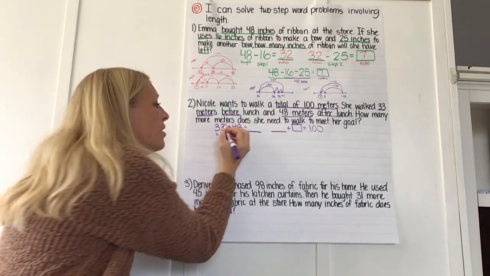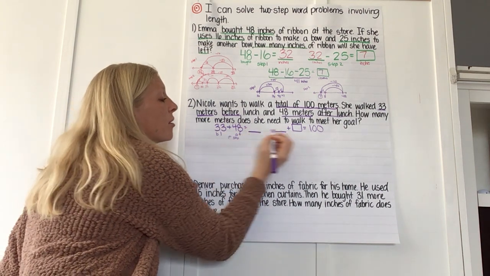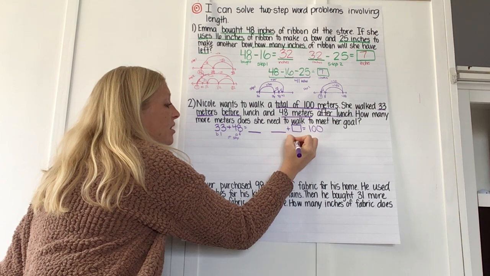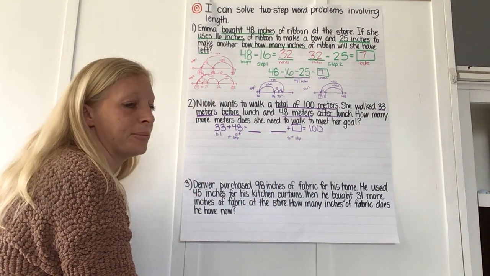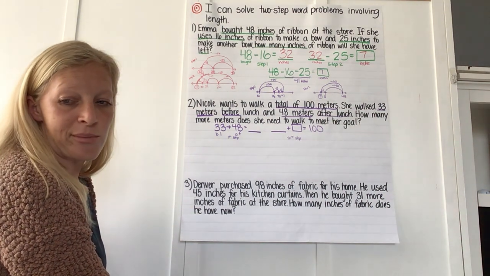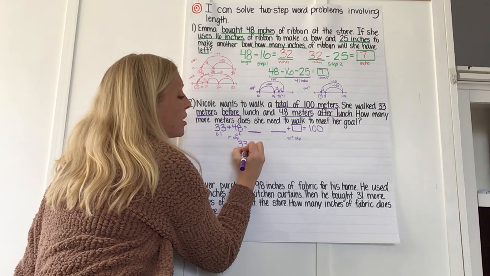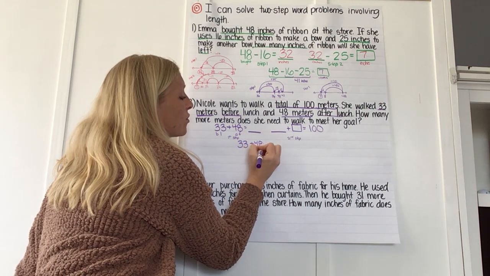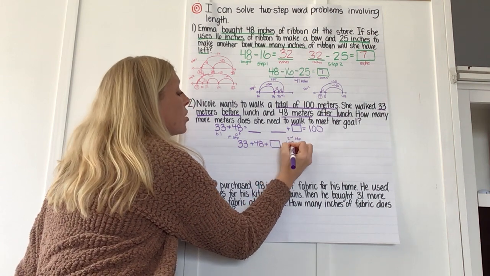So this is option 1. This is a 2-step problem. First step, second step. How can I write that into one equation? Go ahead and write that in your papers. All right, tell me out. 33 plus 48 plus, we don't know, equals 100.